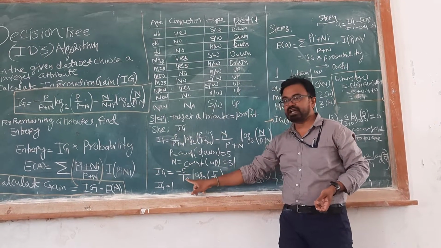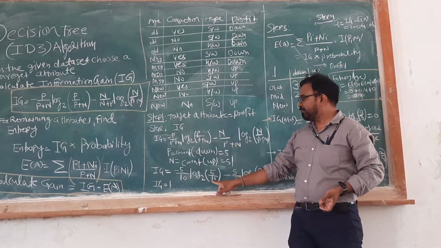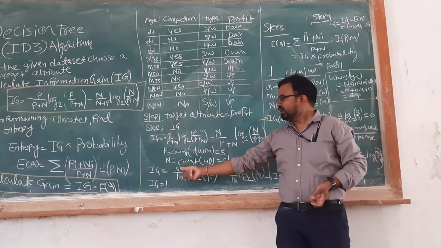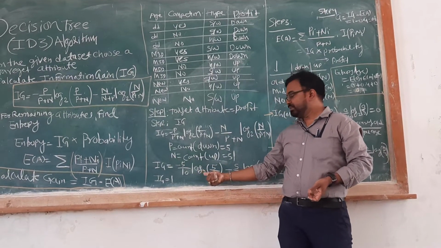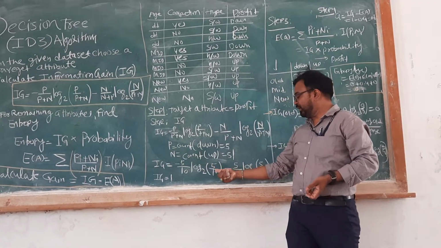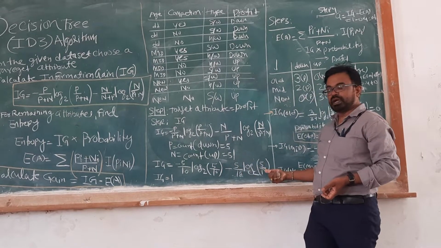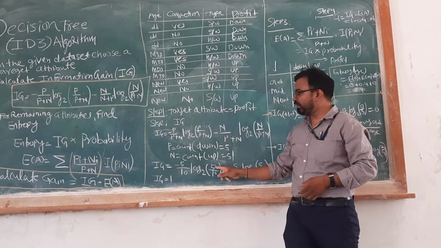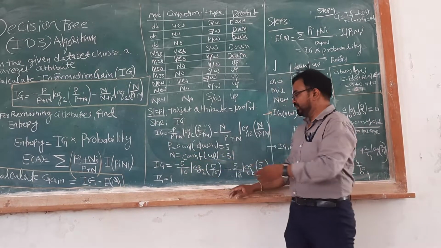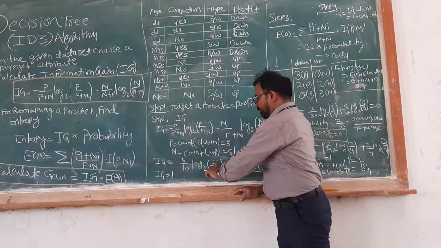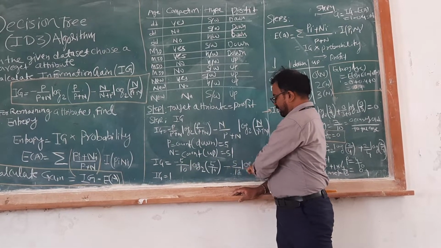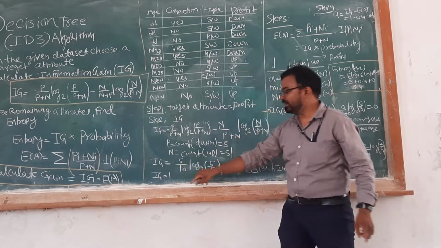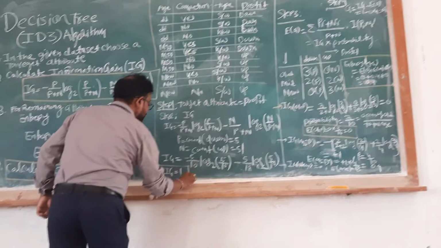5 upon 5 plus 5 is 10. This becomes 5 by 10, which is 1 by 2. So this becomes log 2 of 1 by 2, minus. You can take 1 by 2 as 2 to the power minus 1. Then the minus and minus make a plus, giving 1 by 2 plus 1 by 2. So the total information gain here that we achieve is 1.